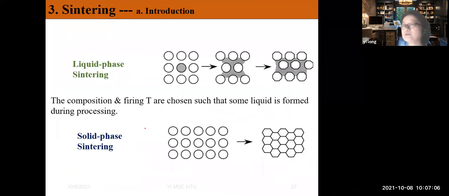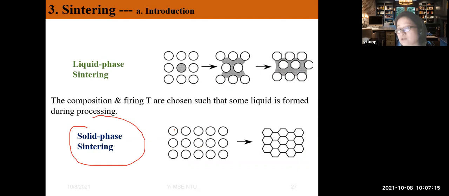Then we have 2 types in terms of how we sinter. This one is very often solid phase sintering, which means you start with solid and in the end you have solid. But the liquid phase sintering is a little bit special. Here you have A, so everything is A. In this case you have A here, A here.